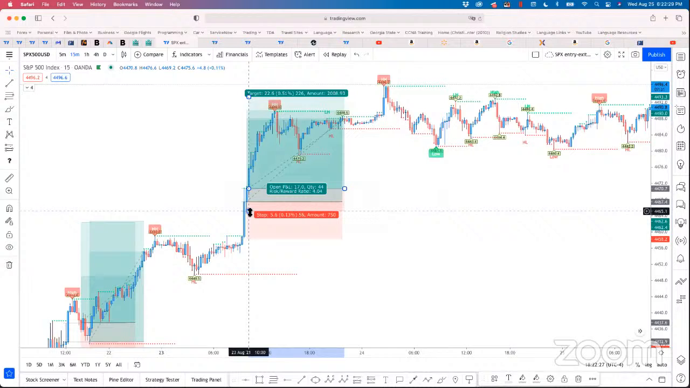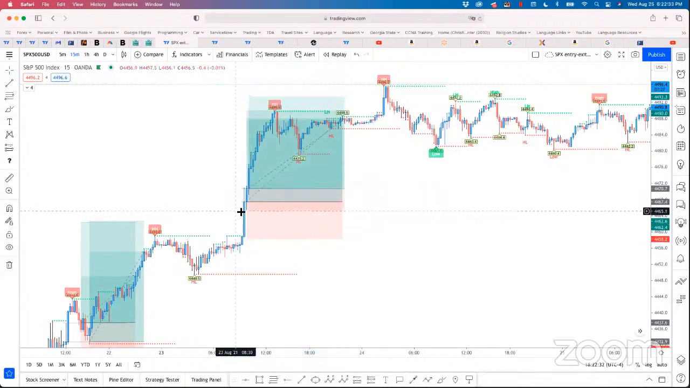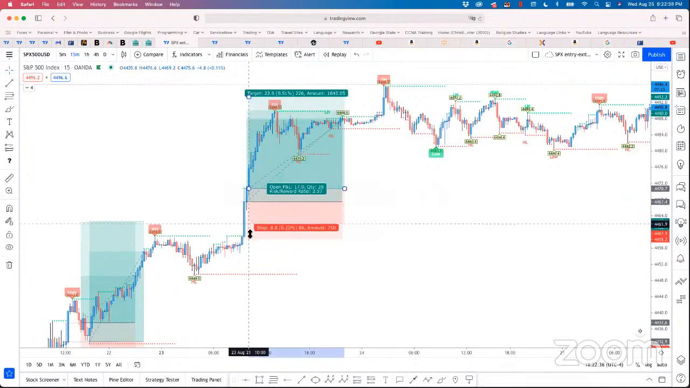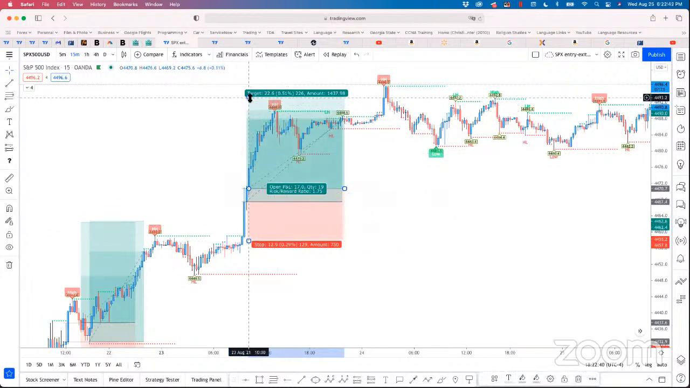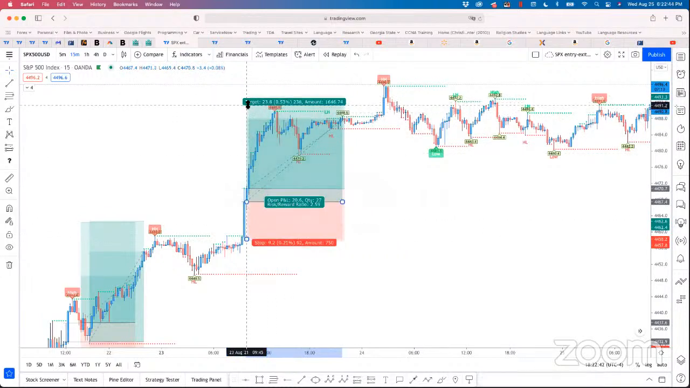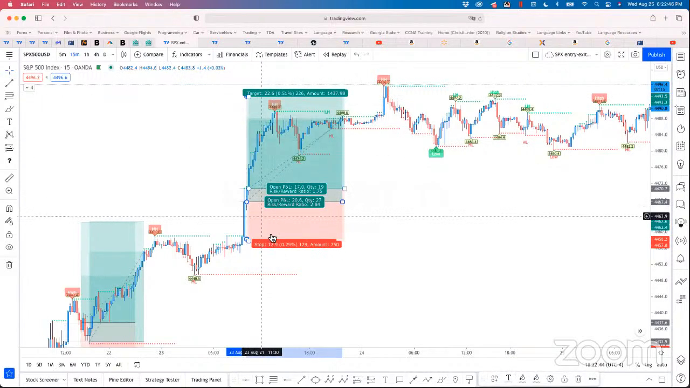For the first entry, you would have had to use this stop loss. For the second entry, you could have used this with right here, but just to be on the safe side, if you were gonna do this, you would need to use that. But you can see that it puts you at risk for a lot of drawdown if it goes down.